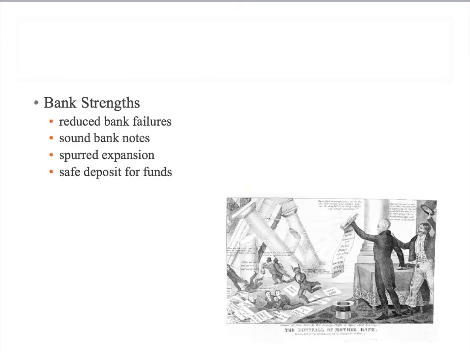Now, the bank itself did have some strengths. Number one, it took care of bank failure, so it was a way to prop up other banks around the United States. There was kind of like solid backing behind it, I guess you could say. Number two, they issued sound banknotes or money. Three, they spurred expansion because everything's coming from a centralized location. And then last but not least, it was a safe deposit for funds. You didn't have to worry about this bank going under and losing all deposits, all money, or anything like that. So even though Jackson didn't necessarily like it and had his problems with it, there were some things that were propping up or helping the country at this time.